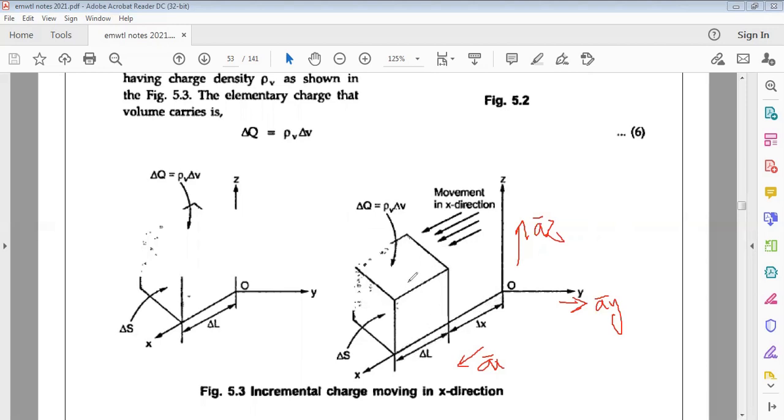There is a distance of the charge, a delta X. You know delta Q is equal to rho v dv. Actually, we have three sides: a differential incremental surface and the incremental charge, having the incremental length dl. Now it moves in the x direction. In the positive x direction, the change is delta x, and some displacement occurs here.